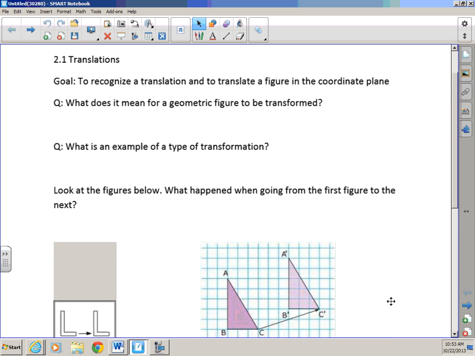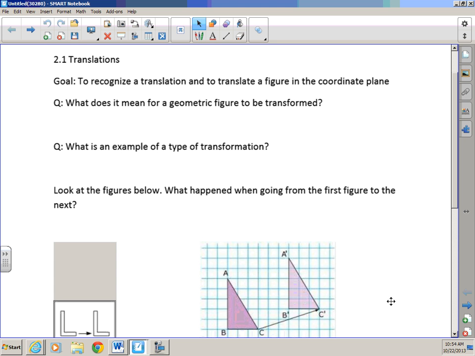Today's lesson is the first in this new unit, which encompasses the topic of transformations. If you stop for a moment and think about what it means for a geometric figure to be transformed, the word transformed, like you saw in the movie The Transformers, means to change. Now, how can I change a figure?